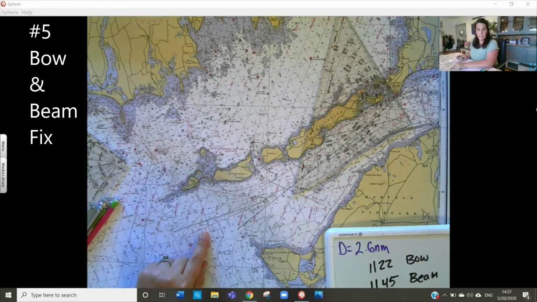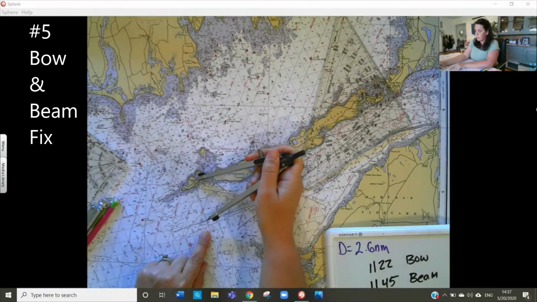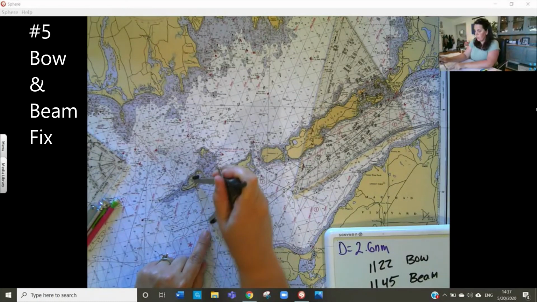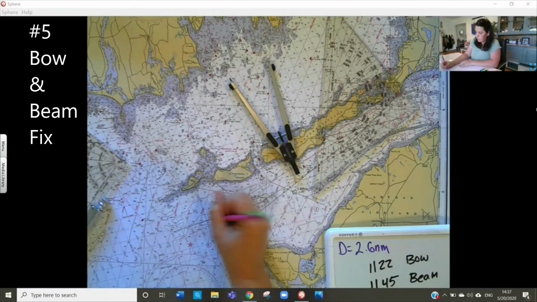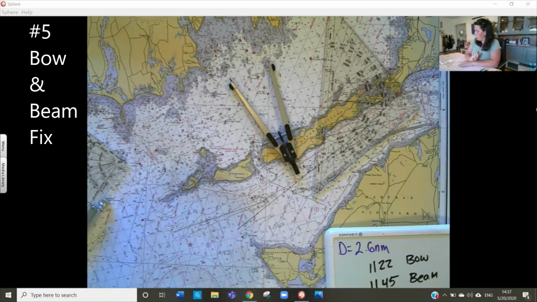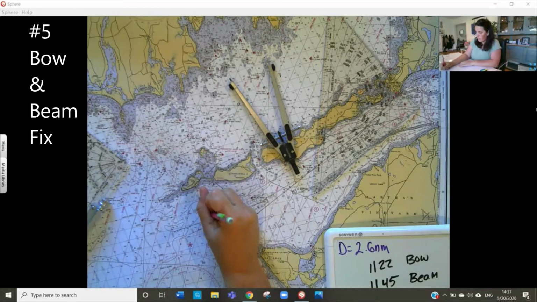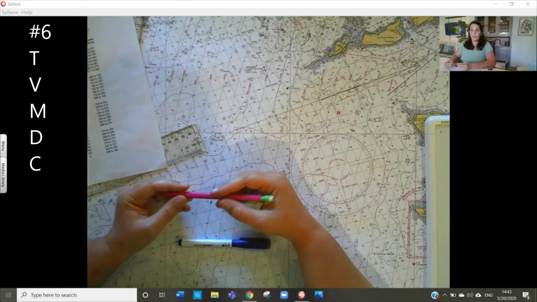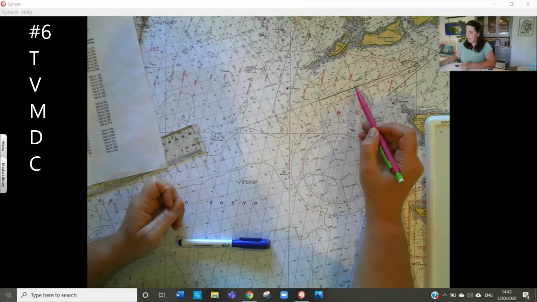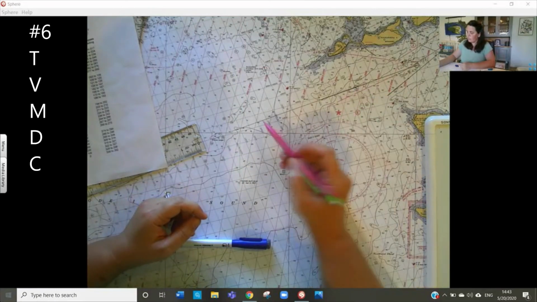Okay, so we have the LOP line, and now we need our distance off to get our second LOP. So we have 2.6, that was our distance traveled, is equal to our distance off. And we put that on, that's 2.6 miles from the lookout tower on the LOP, which would be right on our track line, maybe a little bit to the south of our track line. So this would be our 11:45 bow and beam fix. Okay, so we have our 11:45 bow and beam fix, and we continue on course 250.